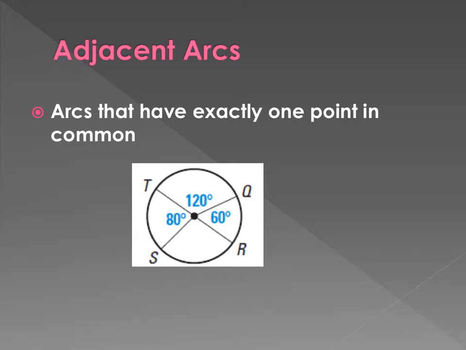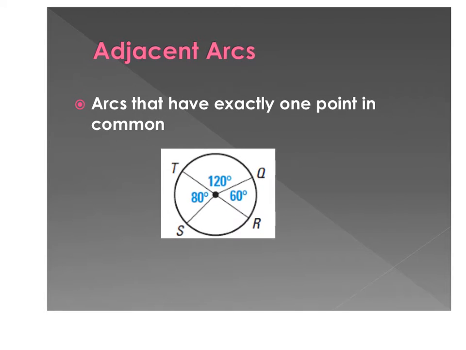Adjacent arcs. Remember, we talked about adjacent angles. The vocabulary word adjacent means next to. So I'm looking for two arcs that are next to each other. Arcs that have exactly one point in common are adjacent arcs. For this one, the arcs can't overlap and they can't have something in between them.